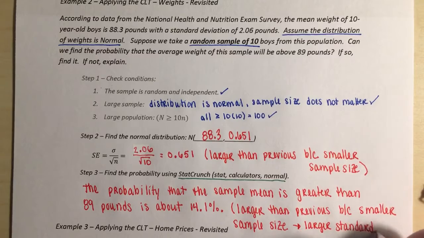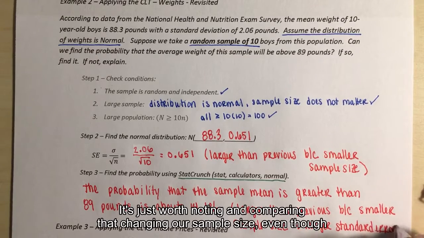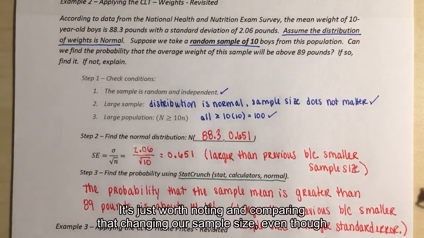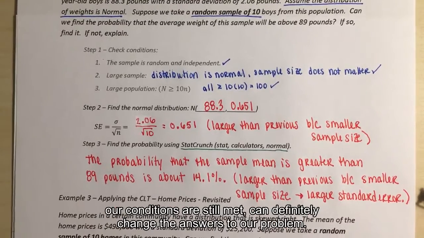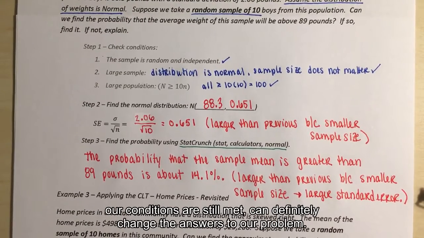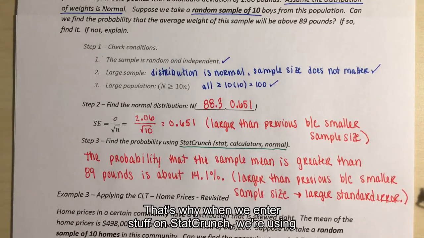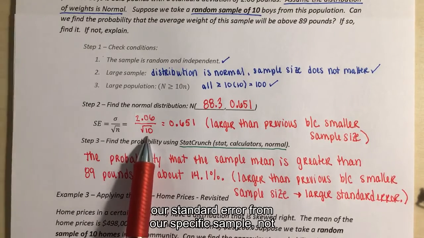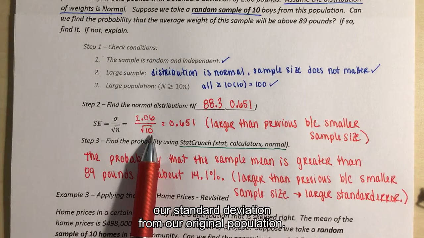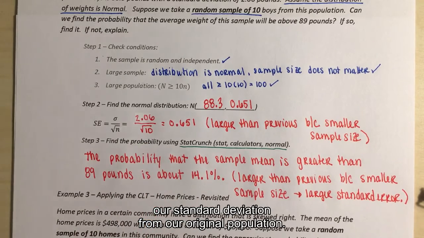So it's worth noting and comparing that changing our sample size, even though our conditions are still met, can definitely change the answers to our problem. That's why when we enter stuff on StatCrunch, we're using our standard error from our specific sample, not our standard deviation from our original population.